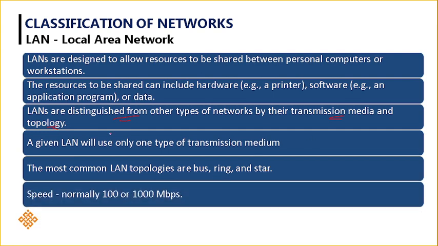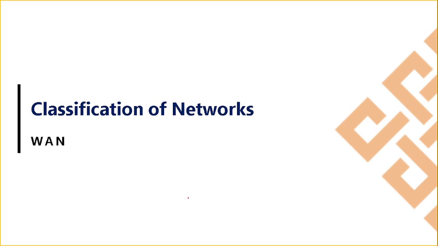Normally the speed of these local area networks will vary from 100 to 1000 megabits per second. So this is something about local area networks. And coming to wide area network, it is not something different. The connection of 2 or more local area networks, we can call it a wide area network. So we are just extending the LANs.